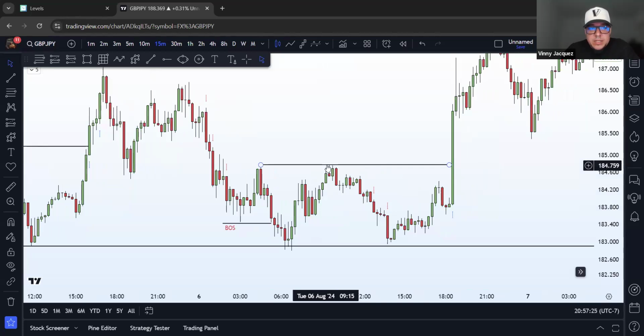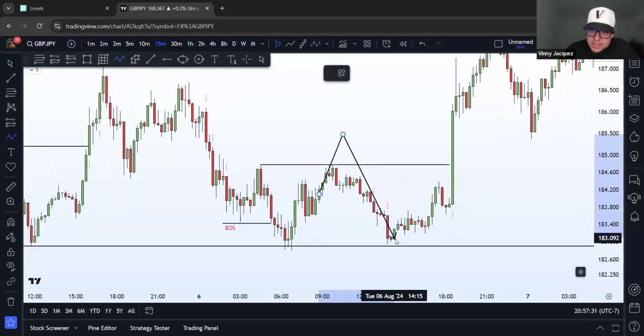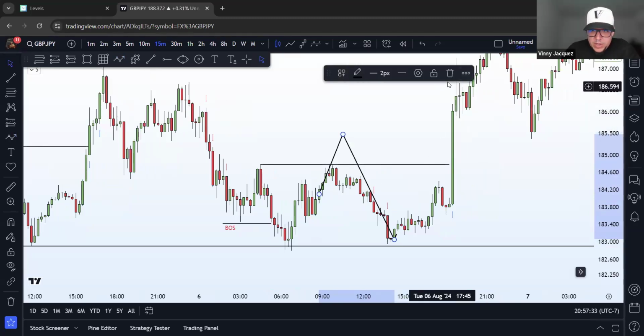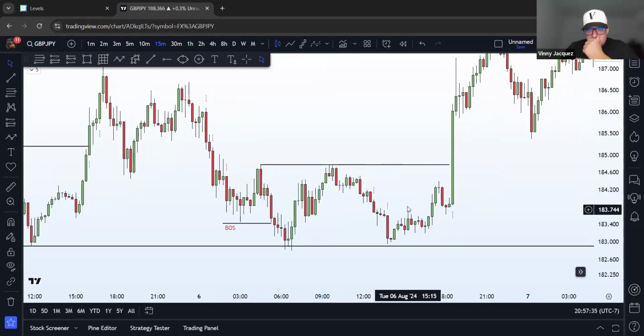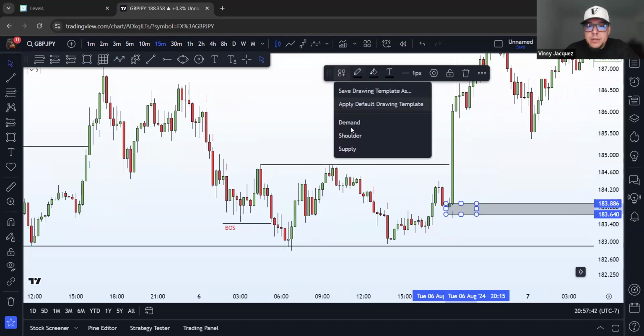Since we didn't get this change of character to the upside, we weren't really looking for buys just yet. But since it did get that BOS, we finally have some confirmation. We have a starting point right here on the 15-minute time frame. Super, super tight market structure.